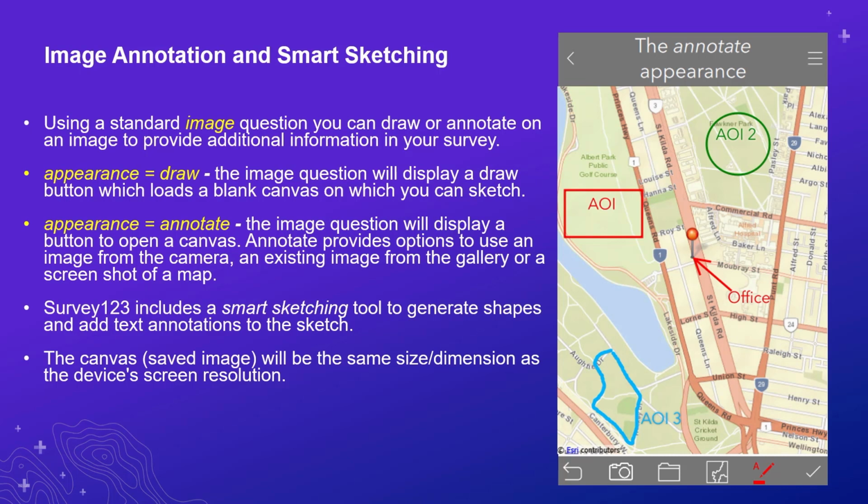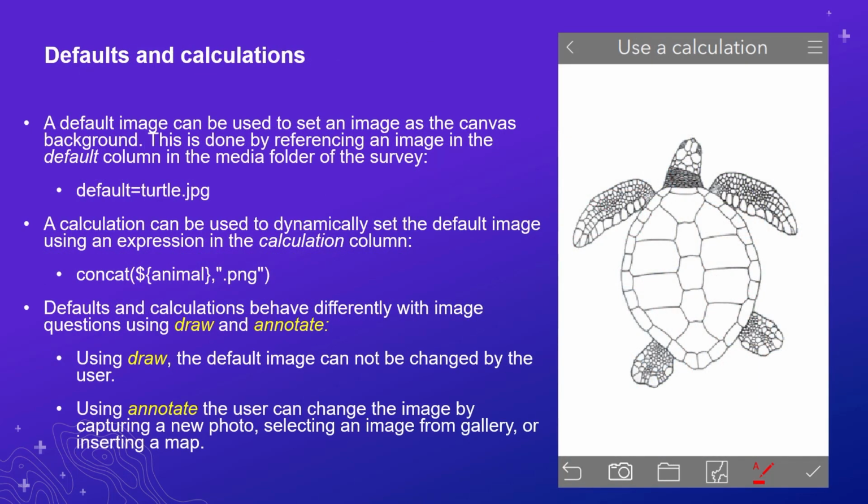Survey123 includes a smart sketching tool to generate shapes and text annotations to sketch on the canvas in a very easy to use way. The canvas and resulting saved image will be the same size and dimensions as the device's screen resolution. It is also possible to use a default image as the canvas background.